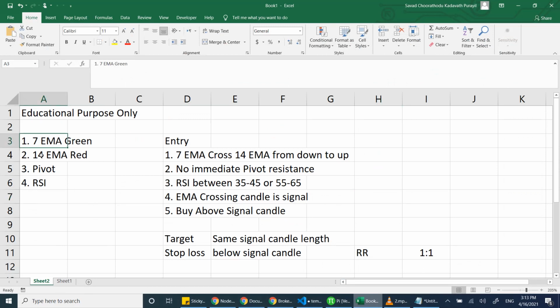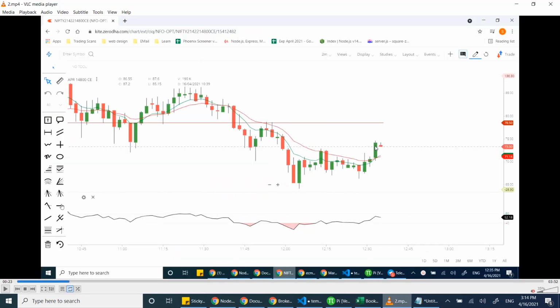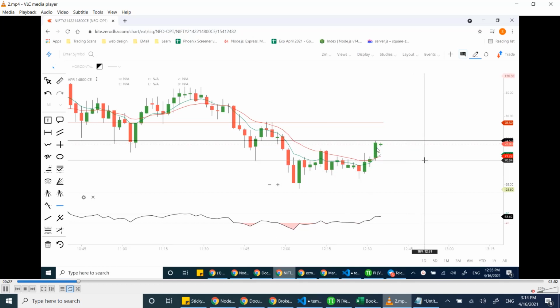7 EMA is green, 14 EMA is red, then pivot, and I will also have RSI. My entry will be once the 7 EMA crosses the 14 EMA from bottom to up. There should not be an immediate pivot resistance. RSI should be between 35 to 45 or 55 to 65. The EMA crossing gives our signal candle, and we buy above the signal candle. So here this is the signal candle, and once the price crosses it, we take the entry. I mark the positions, and the bottom of the signal candle will be my stop loss.